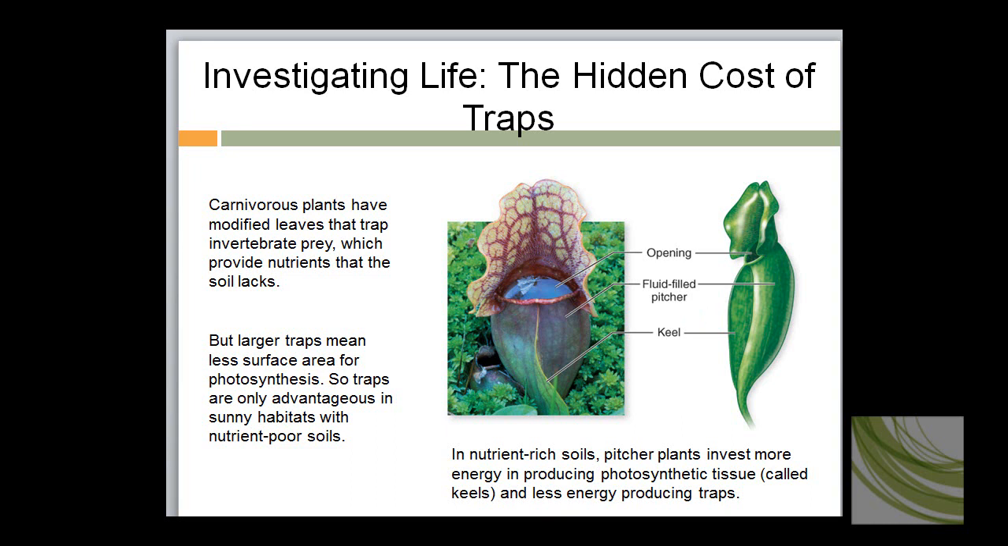A lot of them too will give off odors that are not necessarily pleasant, usually something along the lines of rotting meat. And that attracts the insects, and the insects are stuck in sticky stuff, or they fall in like this pitcher plant. It's got fluid in there, and they're able to digest it.